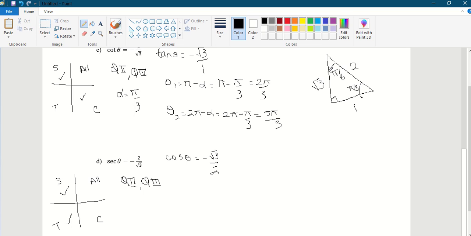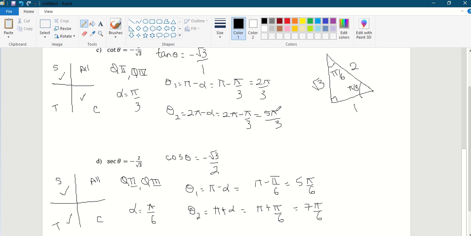So I am just looking for root 3 over 2. So root 3 over 2 will be then for cos will be from here. Cos pi over 6 will be root 3 over 2. So alpha here will be pi over 6. Now that we have alpha, in the second quadrant we know theta will be pi minus alpha. In our case then pi minus pi over 6, giving us 5 pi over 6. And for theta 2 then, in the third quadrant it is pi plus alpha. So in our case it will be pi plus pi over 6, which will be then 7 pi over 6. And that's how we get two answers here in exact form.